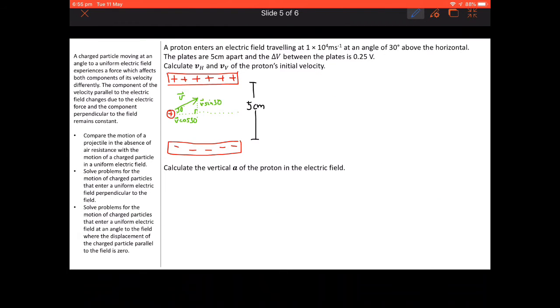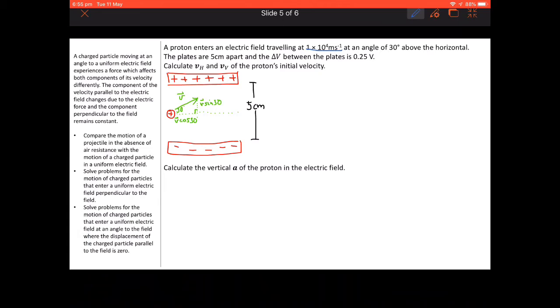So now we've got a proton entering an electric field travelling at 1 by 10 to the 4 meters per second at an angle of 30 degrees above the horizontal. The plates are 5 centimeters apart, and the potential difference between the plates is 0.25 volts, and we need to calculate the horizontal velocity and the vertical velocity of the proton's initial velocity. So initial velocity is up here.